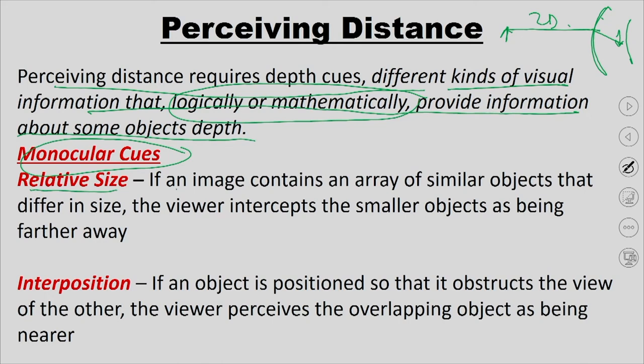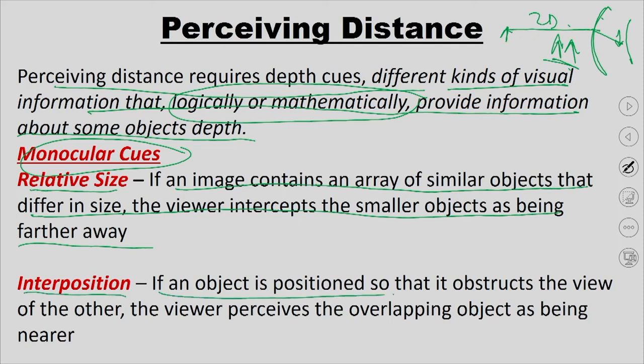What does it mean? If an image contains an array of stimulus objects that differ in size, the viewer interprets the smaller object as being further away, right? So if there are two lampposts, and one lamppost looks smaller than the other, people assume that lampposts are of the same size, and that is why they say that the smaller lamppost is further away than the lamppost in front of you. Similarly, something called interposition is another assumption.